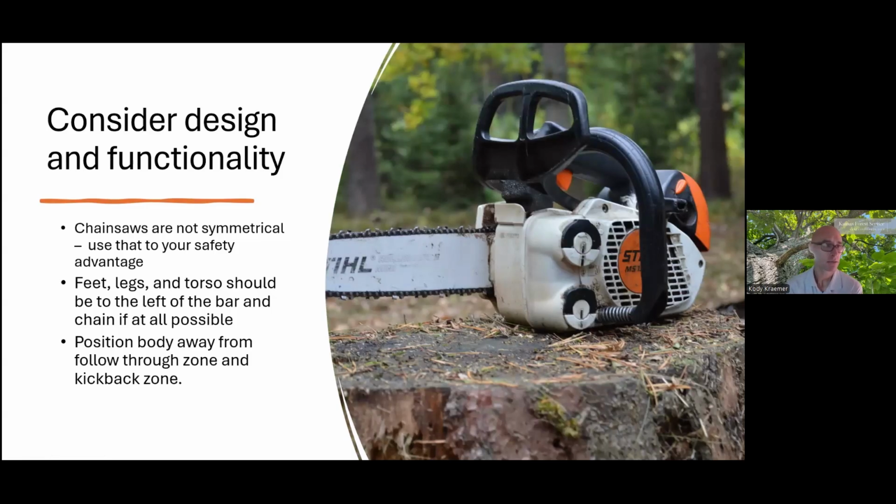If we think about how chainsaws are designed, they are not symmetrical. That bar is off to the right side. And because of that, we can use those designs to our advantage in a safety sense. We can keep our feet, legs, and torso to the left of the bar and chain. That way, if we do experience kickback or follow through, the rest of our body is out of the potential path of that chain.